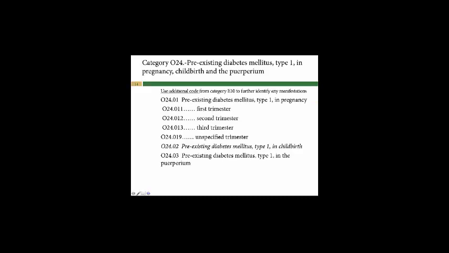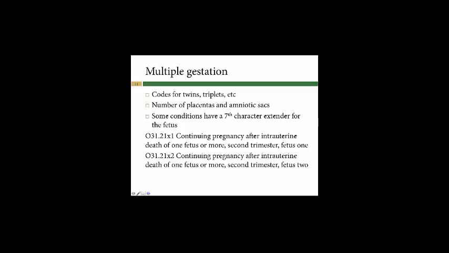Here's a code for pre-existing diabetes. And you can see it's divided as type 1. And again, it tells us use an additional code from E10 to identify any other manifestations. And E10 is a diabetes code in the endocrine chapter. But if we have a patient who we're taking care of and we're during the pregnancy, who's got pre-existing type 1 diabetes, we're going to put down first, second, or third, and then when the patient delivers, O24.02. That's the code that we would then use.